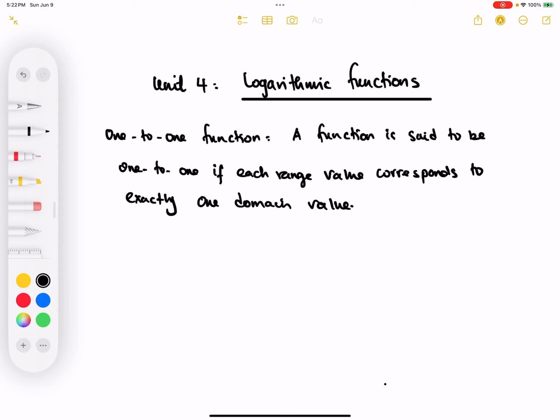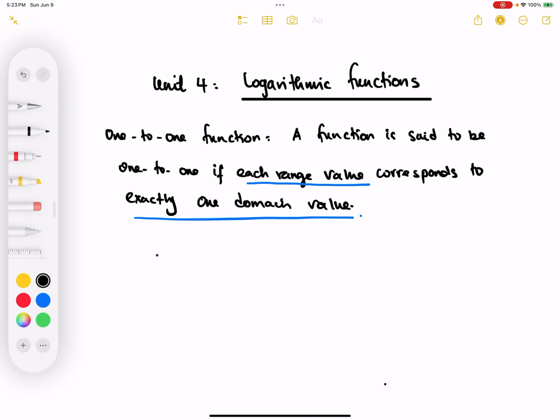All right, before we go to discussing logarithmic functions, let's see the first one, one-to-one function, because these concepts are important to relate logarithmic function with exponential function. So, generally, a function is said to be one-to-one if its range value, this is very important, corresponds to exactly one domain value.